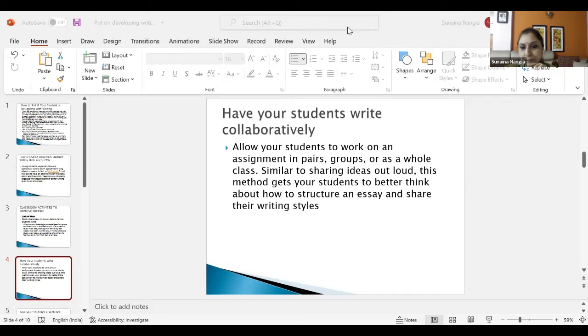There's no harm. In the class, when you're introducing a writing skill, or for that matter, any LSRW skill, please guide them wholeheartedly. Don't feel that you should just let them do. Of course, let them do. The ones who have to do on their own will do. But the ones who need your help, provide that essential help so that they also understand how to do it perfectly well. So allow your students to work on an assignment in pairs, group, or as a whole. And remember, they learn a lot from their peers. It's almost 50-50. They learn half the things from you and half from their peers.